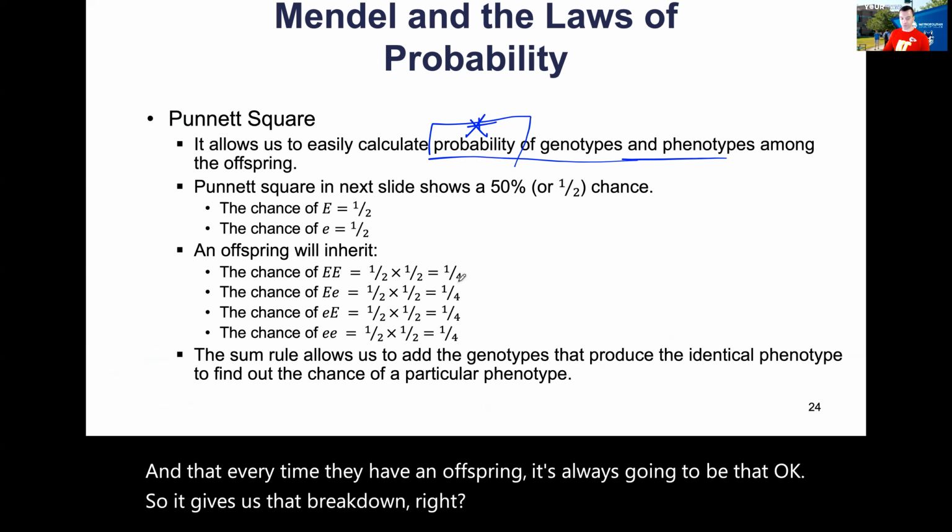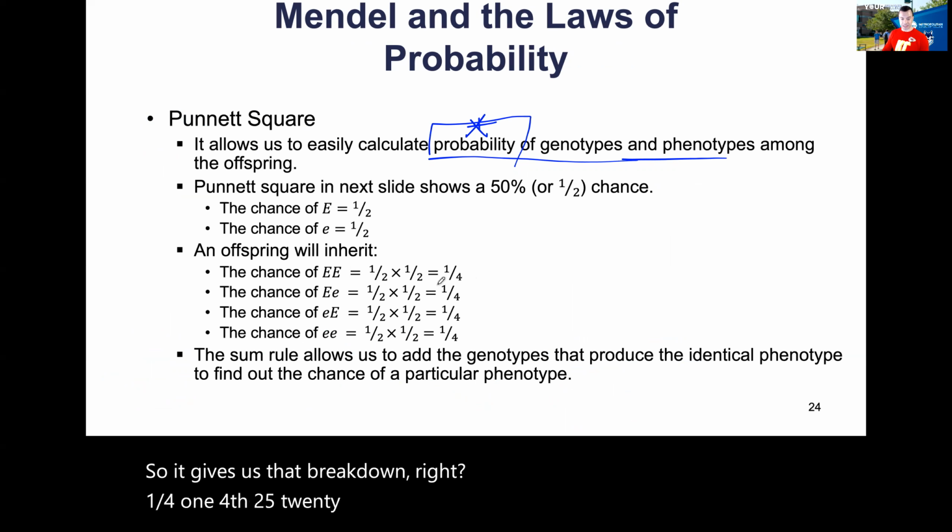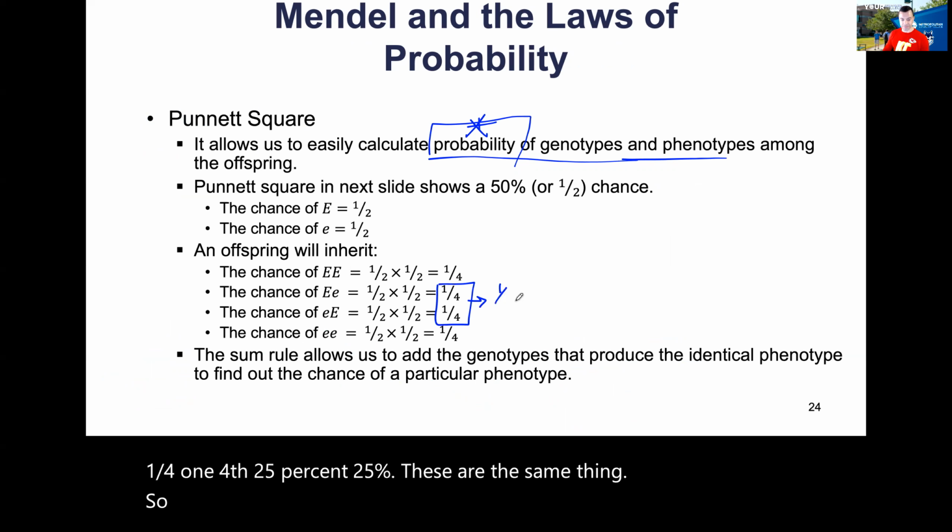1/4, 1/4, 25%, 25%. These are the same thing. So that is 1/2. A quarter plus a quarter is a half.